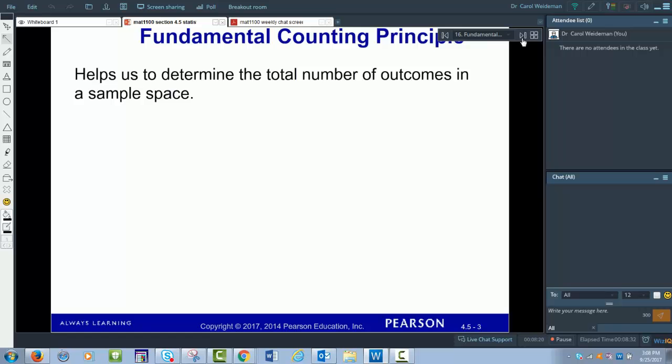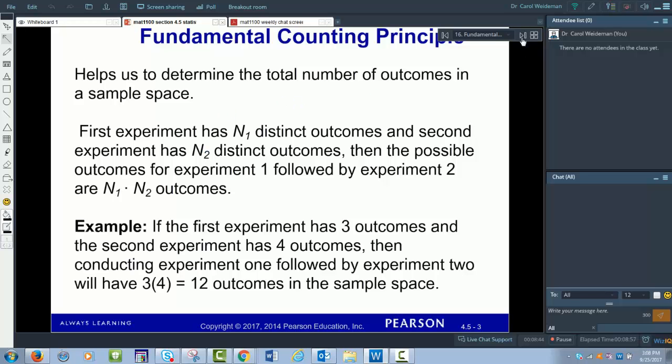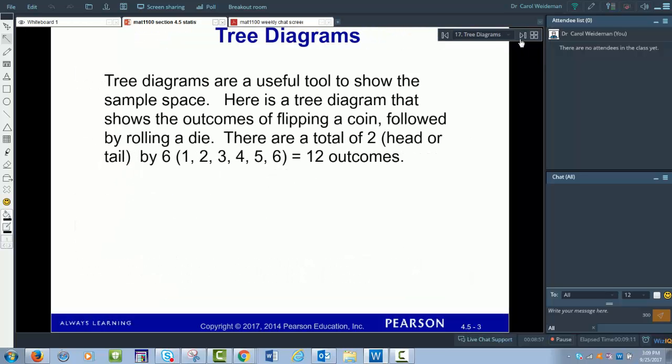The fundamental counting principle is a way to help us determine the total number of outcomes in a sample space. So if the first experiment has N1 distinct outcomes and the second has N2, then the possible outcomes for experiment 1 followed by experiment 2 are N1 times N2. So for instance, flipping a coin and rolling a die: when I flip a coin, I have 2 outcomes. When I roll a die, I have 6. So if I flip a coin and then roll a die, I have 12 outcomes in my sample space. Here's another example. If the first experiment has 3 outcomes and the second has 4, then conducting experiment 1 followed by experiment 2 would have 3 times 4 or 12 outcomes in the sample space.